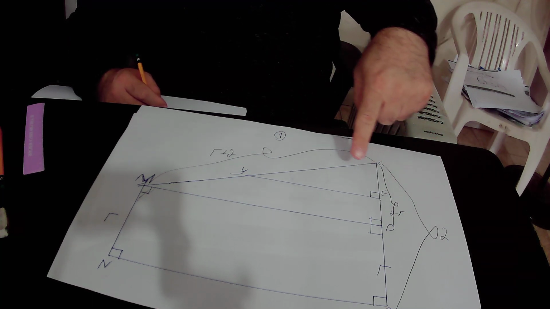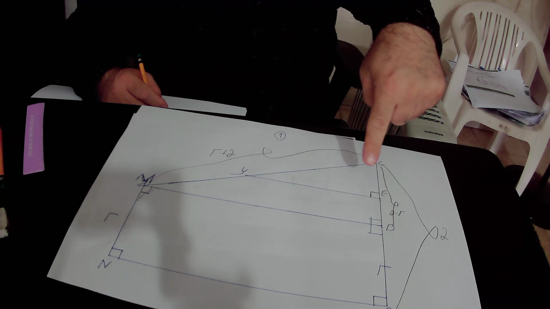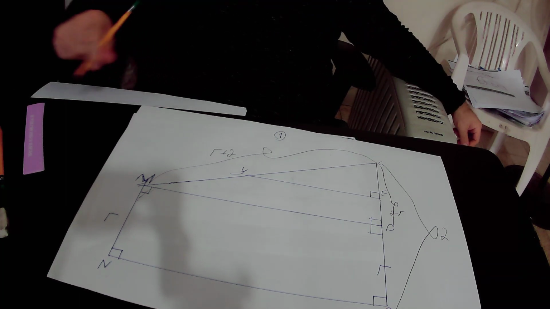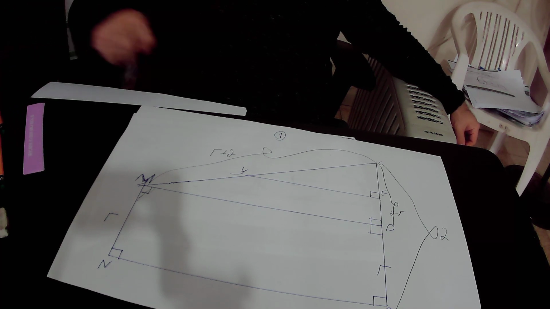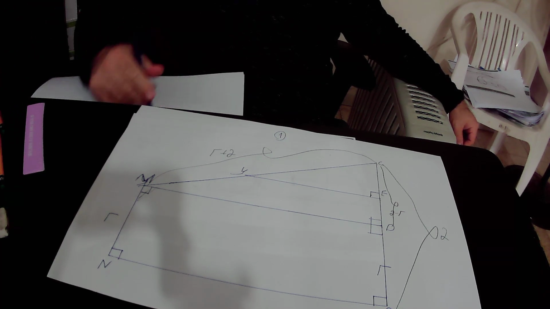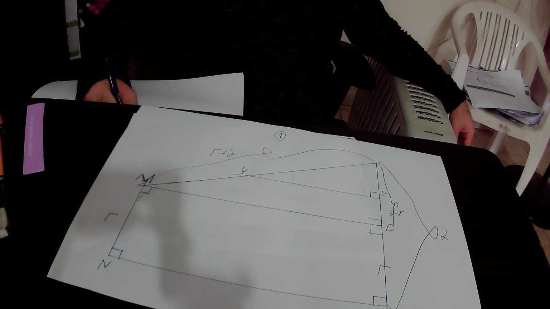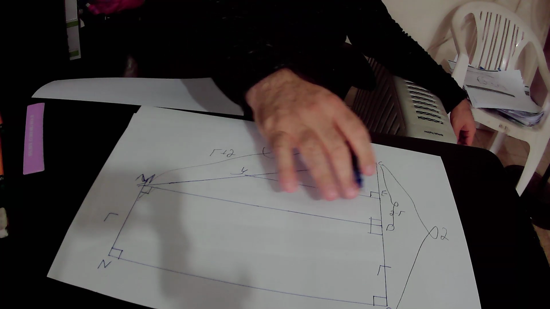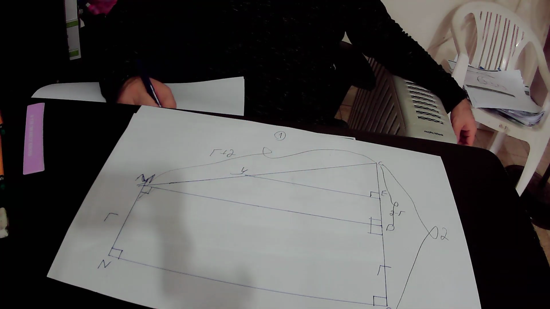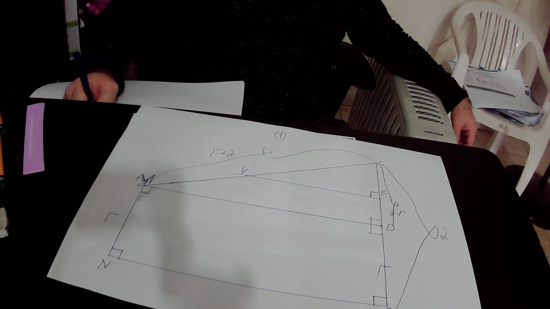So we will focus on the right triangle, triangle CDM. In the right triangle CDM, according to the Pythagoras theorem, the square of the hypotenuse equals the sum of the squares of the perpendiculars.